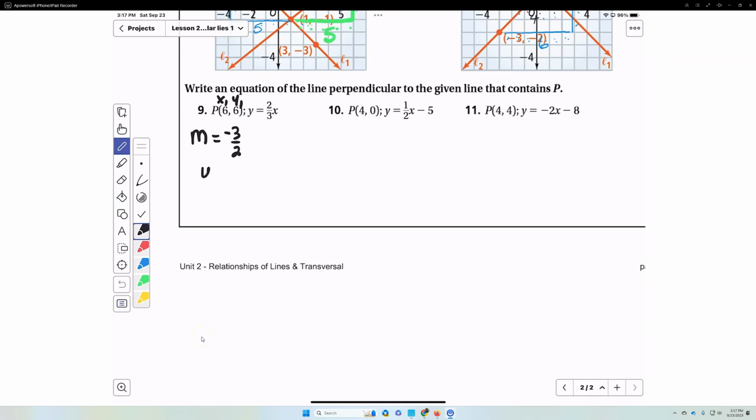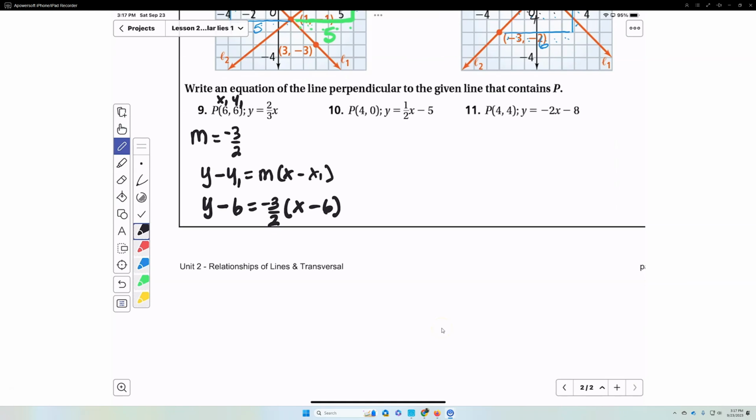So the formula that we use is y minus y1 equals m times x minus x1. And we do already have a point, which is 6, 6. So all we have to do is substitute: y minus 6 equals -3/2 (x minus 6). And for this part of the lesson, I'm going to leave it in point slope form.